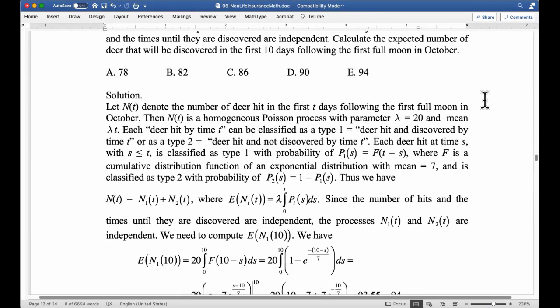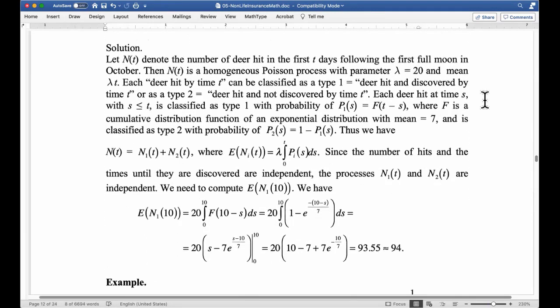So let N of t denote the number of deer hit in the first t days following the first full moon in October. That N of t is a homogeneous Poisson process with parameter lambda equal to 20 and mean lambda t. Each deer hit by time t can be classified as type 1, deer hit and discovered by time t, or type 2, deer hit and not discovered by time t. So we split the deer hit by time t into a type 1 event when it's discovered and a type 2 event when it's not discovered.